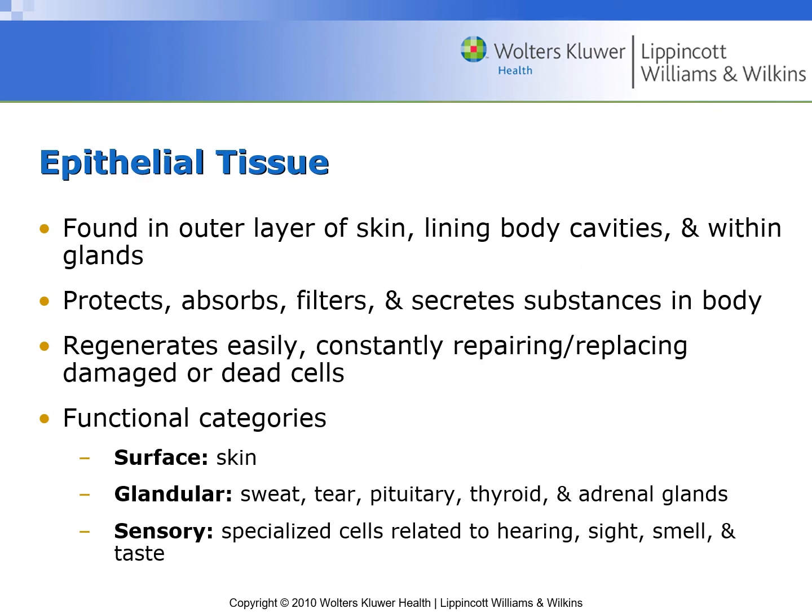Epithelial tissue covers the body's internal and external surfaces, and it is found in the outer layer of the skin, lining of the body's cavities, and within the glands. Epithelial tissue protects, absorbs, filters, and secretes substances in the body.